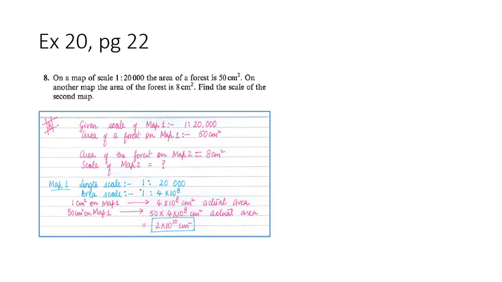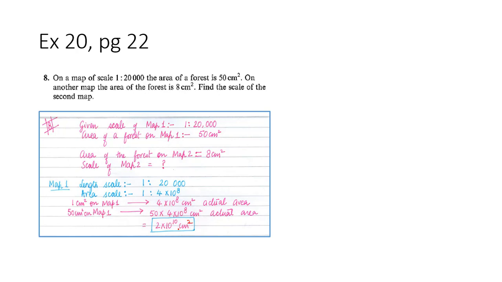So on map 1, the length scale is given to be 1:20,000. So the area scale is the square of that, so 1:4 into 10 raised to the power 8. Which means 1 centimeter square on map 1 represents 4 into 10 raised to the power 8 centimeter square of actual area. And since the area of the forest on map 1 is 50 centimeter square, it is a representation of 50 into 4 into 10 raised to the power 8, which means 2 into 10 raised to the power 10 centimeter square is the actual area.